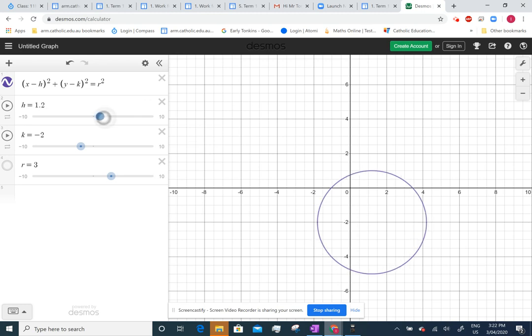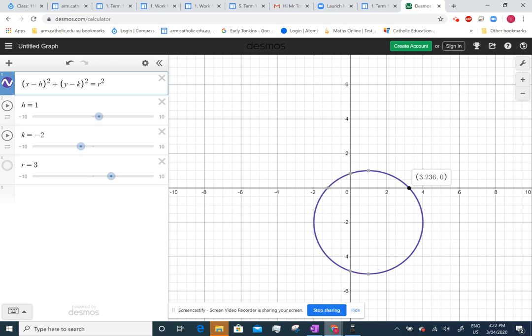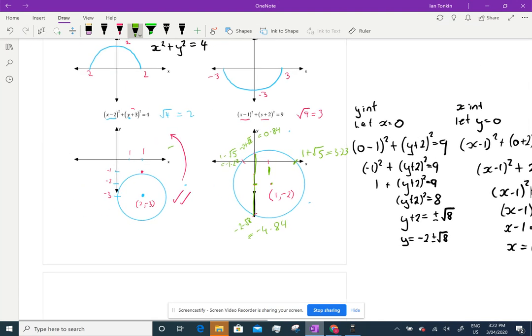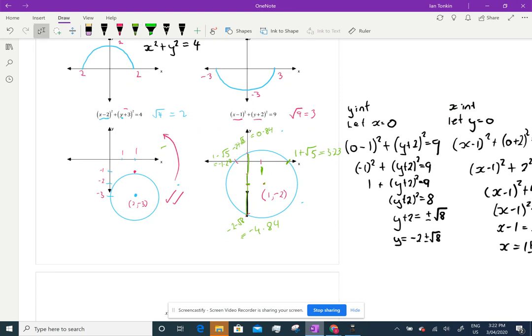Oh, get out. Right. Now, if I click over here, what's that? 3.23, negative 1.23. There's that. There's that. And are they the same as what we got? Yes, they are. Okay. If you're happy with that and you can do that and you can shift it up and down, you can get those circles, great.